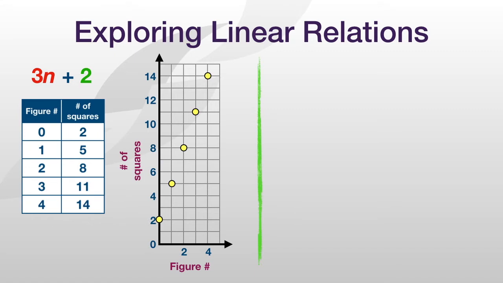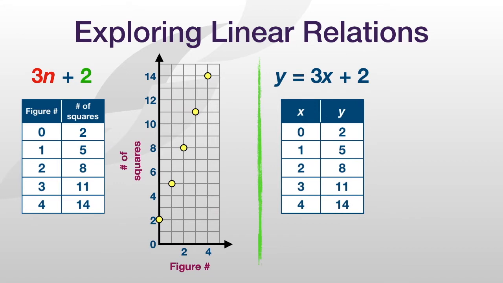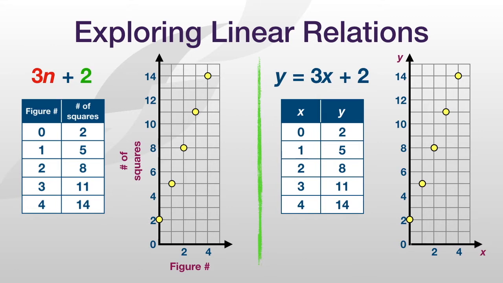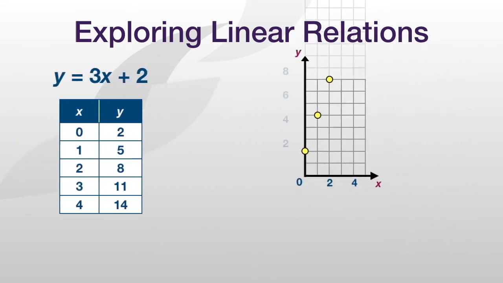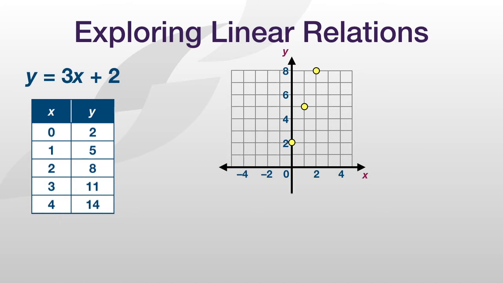Usually, linear relations are described algebraically using 2 variables. For example, y equals 3x plus 2. The column headings now become x and y. And in our graph, the axes can be labeled x and y. Now that we are no longer in the context of a visual pattern, we can extend this relation to include negative numbers, both to the left and down.